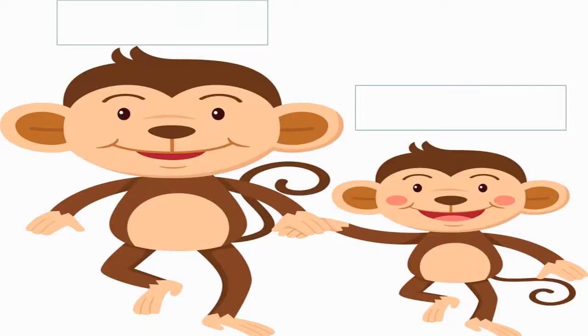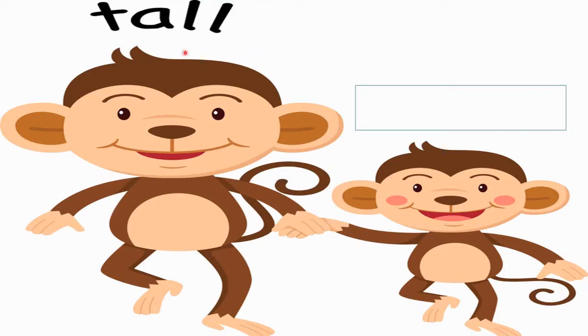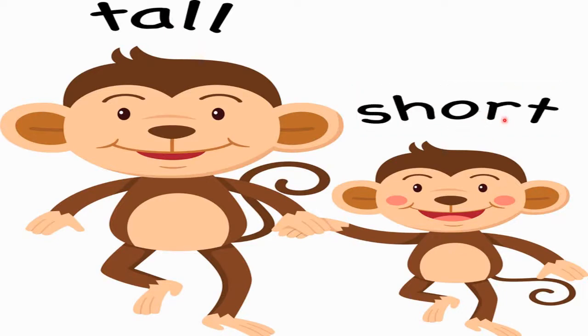Now children, observe both the monkeys. If we compare these two monkeys, which is tall and which is short? Yes, the left side monkey is tall and the right side monkey is short, because the left side monkey has a great height and the right side monkey has a short height.